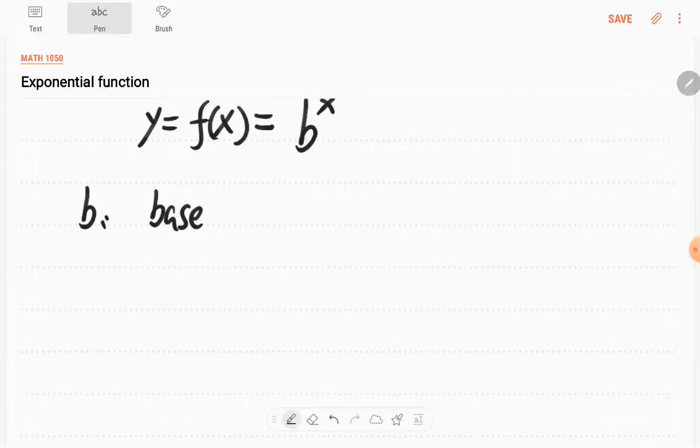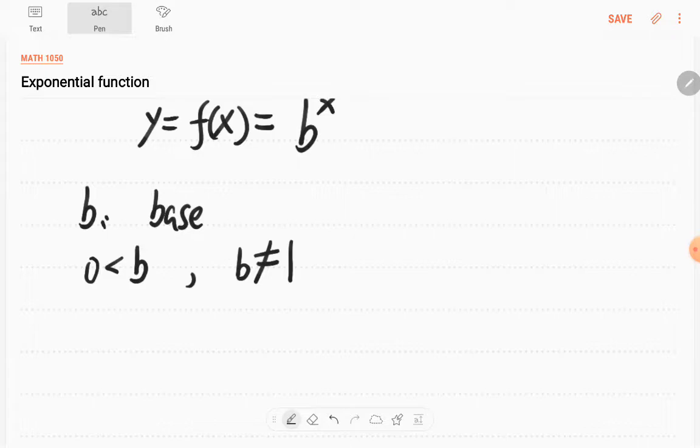And here, there are some restrictions on this base b. B should be greater than 0, but b is not equal to 1. Okay, b is not equal to 1.